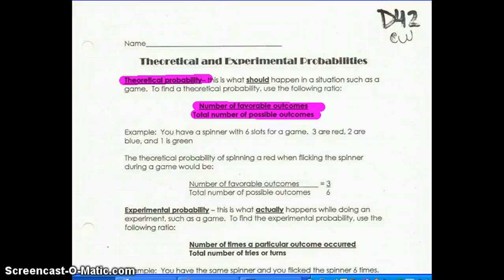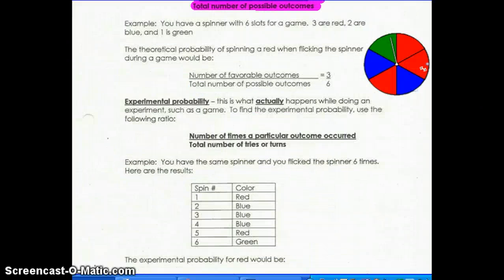For example, if you have a spinner with 6 slots for a game, and 3 are red, 2 are blue, and 1 is green. Looking at this spinner, we can calculate the theoretical probability of spinning a red when flicking the spinner during a game. You would take the number of favorable outcomes, or the number of red parts of the spinner, out of the total number of possible outcomes, which would be 6. So the theoretical probability of spinning red would be 3 out of 6.